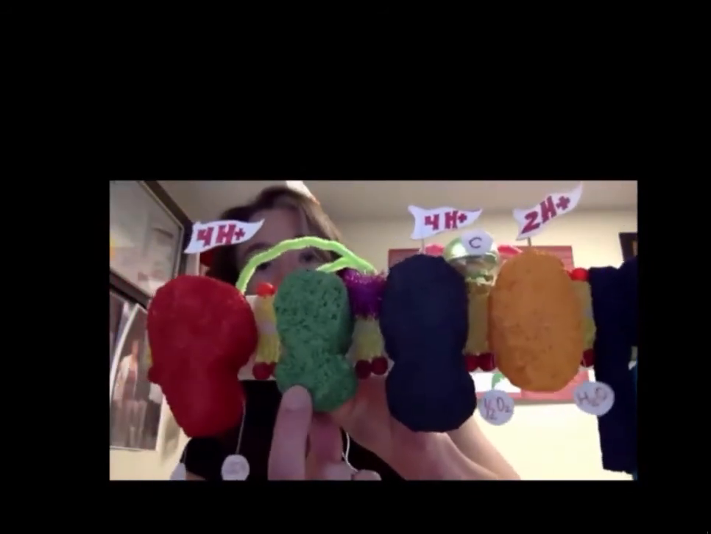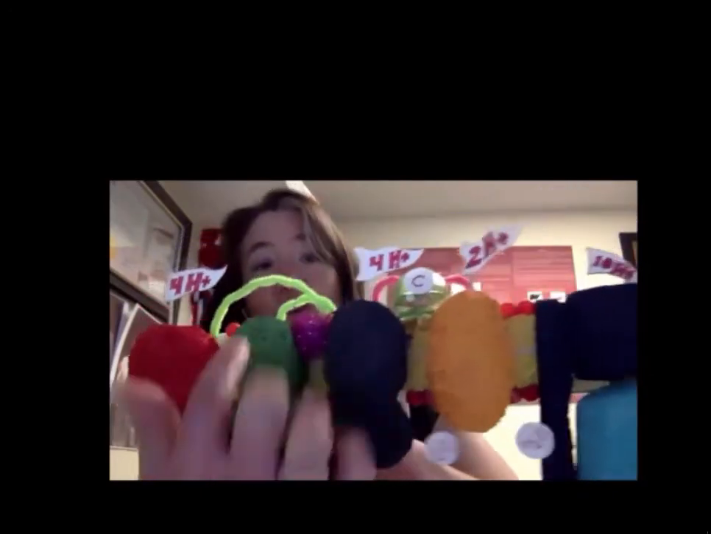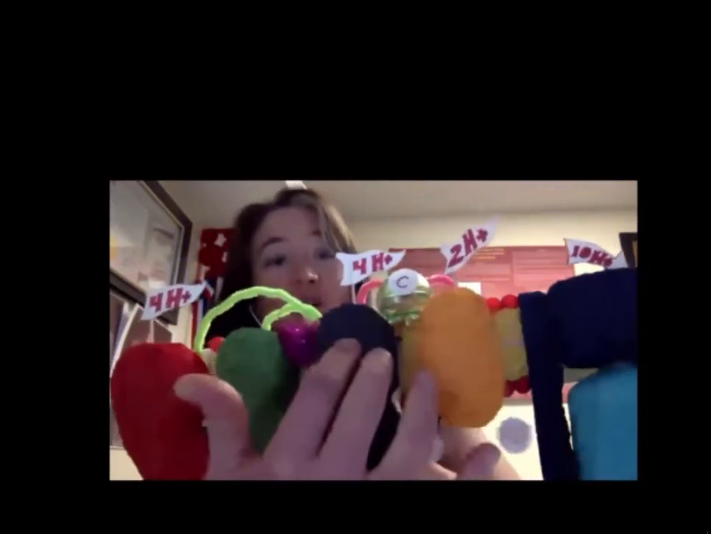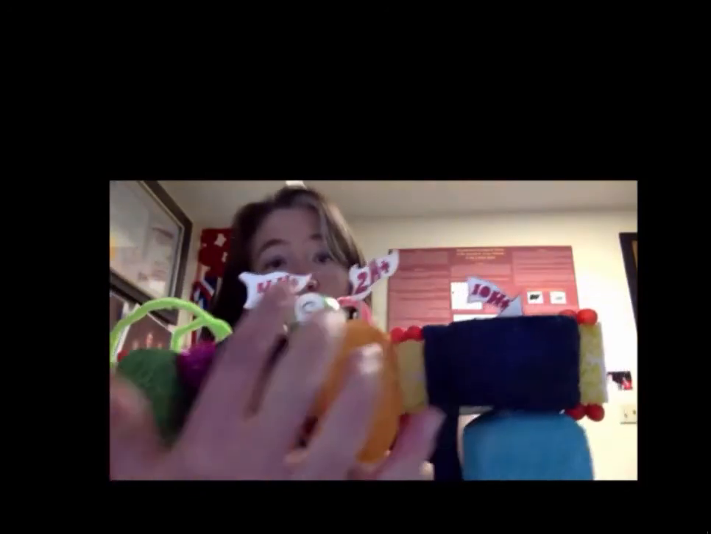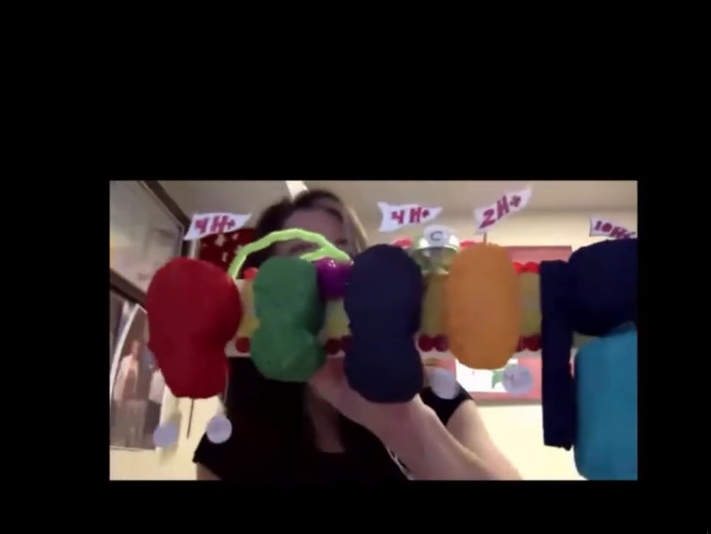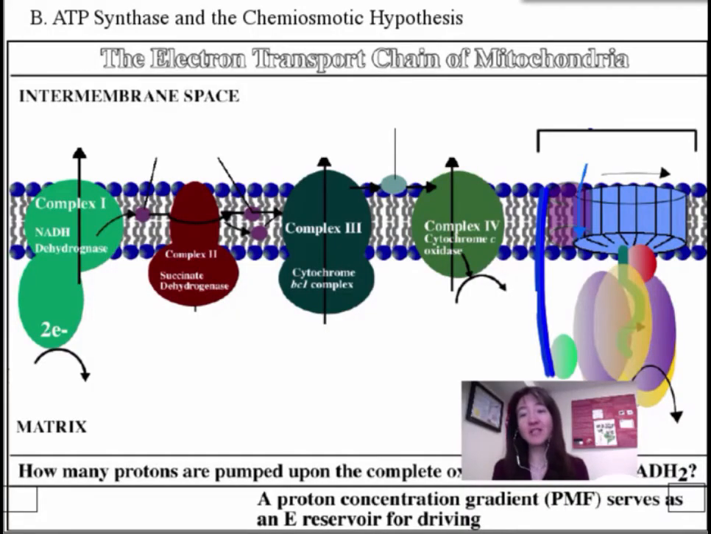So those electrons that enter in at complex 2 would enter in right here. They would go on to Q, making QH2, and then they would go to complex 3 as well, resulting in the pumping of 4 plus 2 or 6 protons. So this is a sweet model. And this is important to take note of, right? This is the ETC in the mitochondrion.